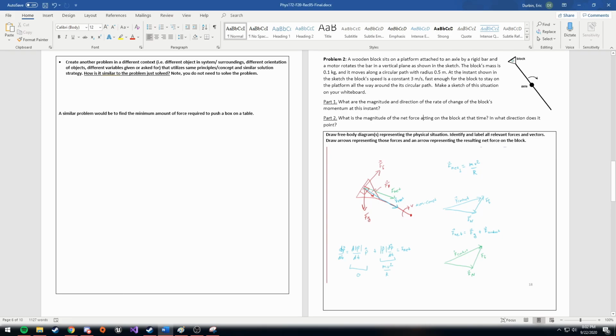Anyway, because the speed is constant, the parallel force is 0. That's in the slides, and so that only leaves us with the perpendicular component, and the perpendicular component is mv squared over r. That's the net force. So what is the rate of change of the block's momentum? What is the change in momentum?